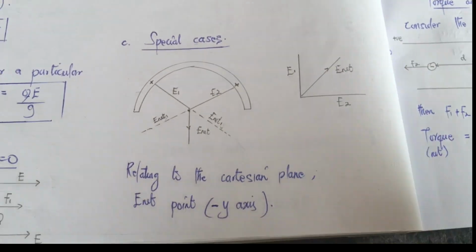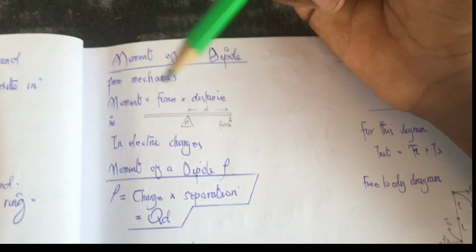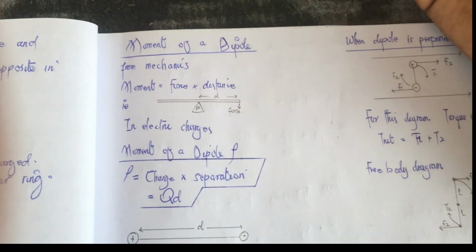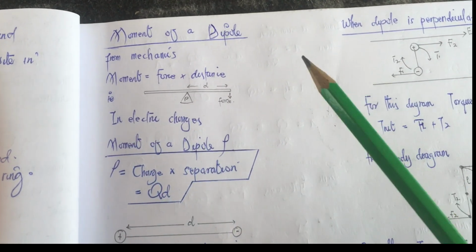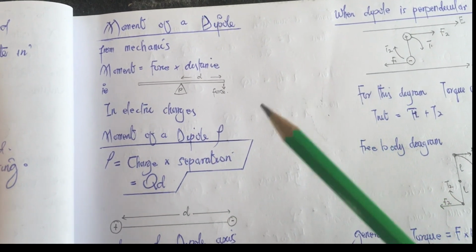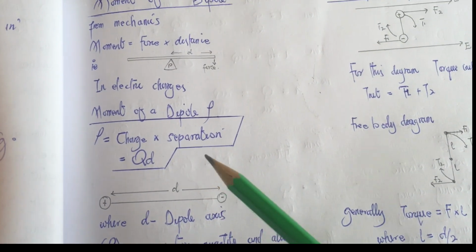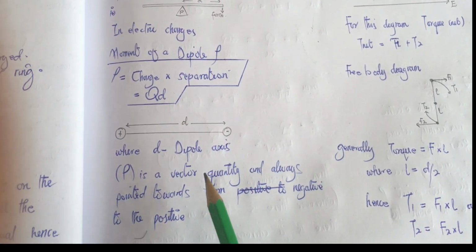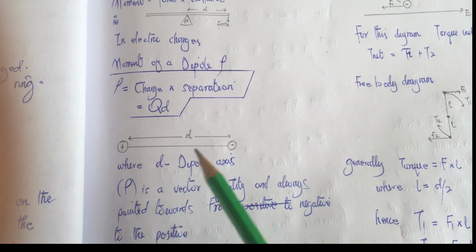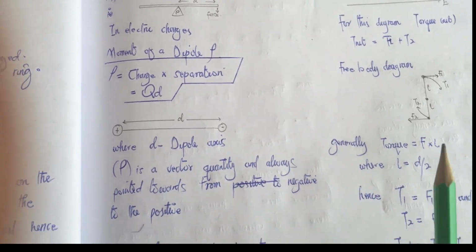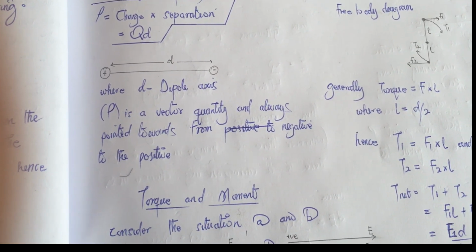Okay, so now let's move to the moment of a dipole. When we are talking about moment in mechanics, our moment is equal to force times distance. But in electric charges, our moment is equal to what? Our charge times the separation. This is the separation, or the dipole axis, and this is the charge. So the charge times the dipole axis.